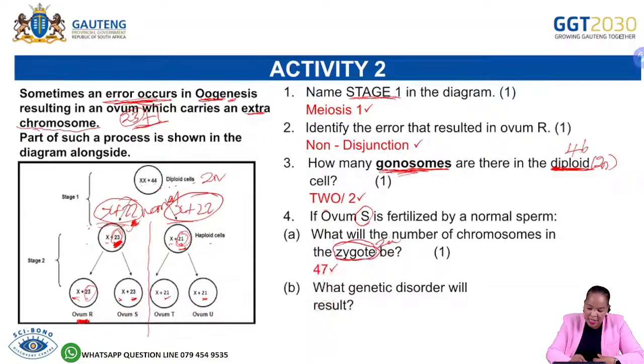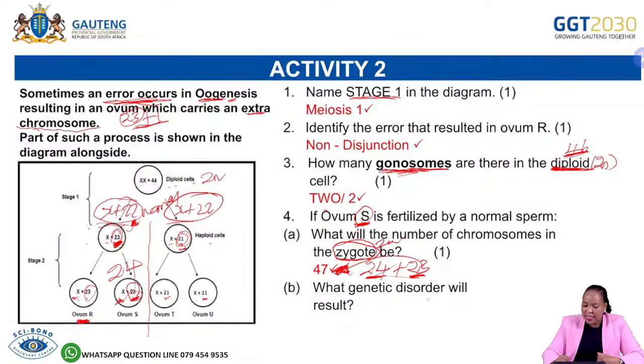There will be 47. Remember, we said a normal diploid cell has 46. However, what happened here? Ovum S has an extra chromosome because there are 23 plus X, meaning there are 24. So when you add that 24 plus 23, that is how you get the 47. So this is an abnormal gamete fusing with a normal ovum. Then it will give you the zygote with 47 chromosomes. I think that story also makes sense.